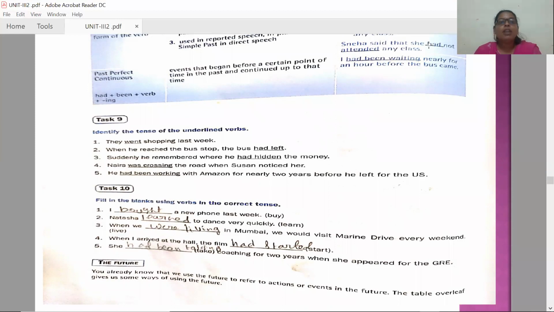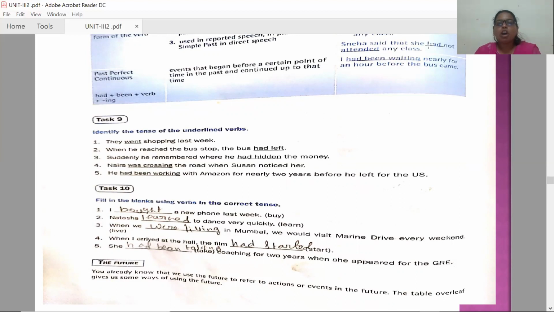Now let us see. Fill in the blanks using verbs in the correct tenses. I dash a new phone last week. Buy is the option. Bought. Natasha dashed to dance very quickly. Learned to dance very quickly. When we were living in Mumbai, we would visit Marine Drive every weekend. Live is the option, were living is the answer.